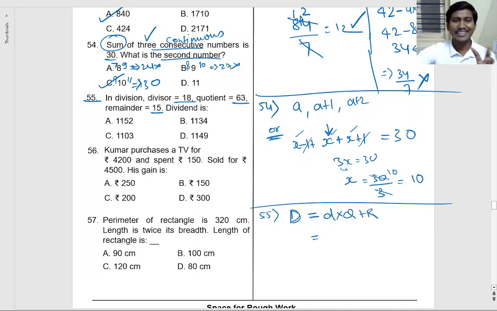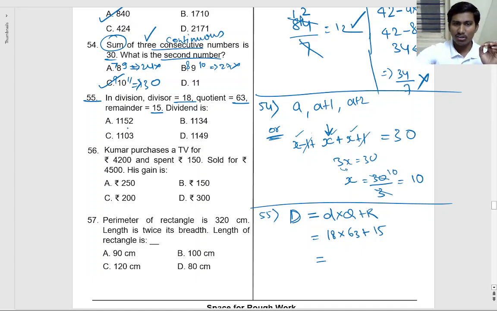So here, the divisor is how much? 18 into quotient is how much? 63 plus remainder is how much? 15. So we just have to multiply and add it. Okay, so instead of doing the whole thing, we can do it with a shortcut.